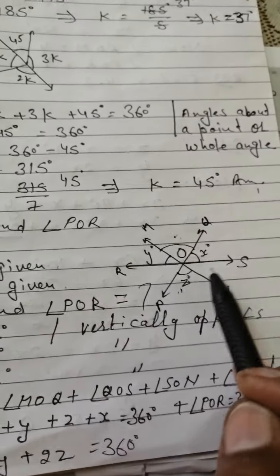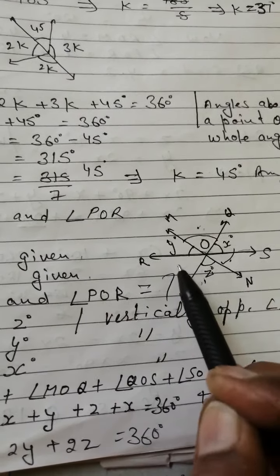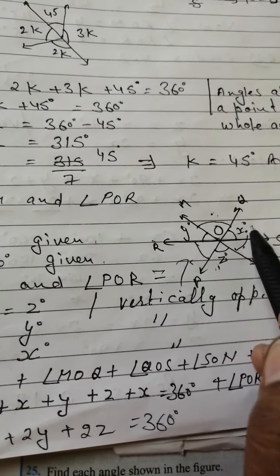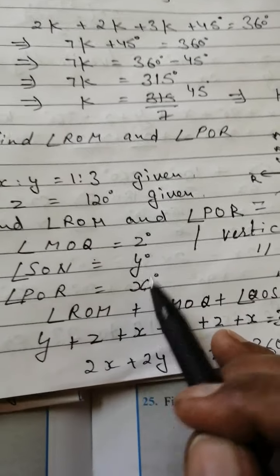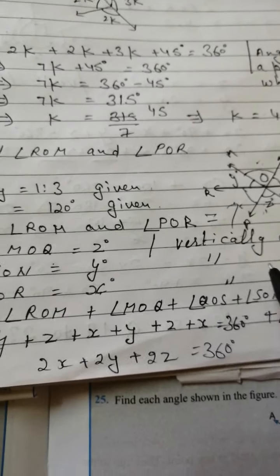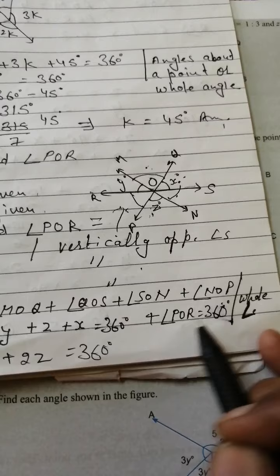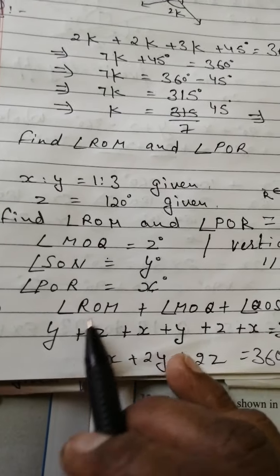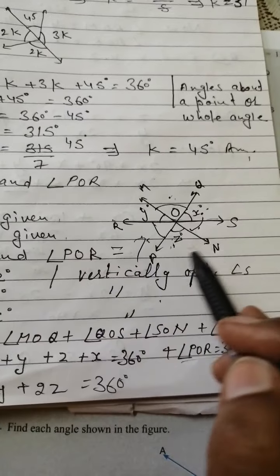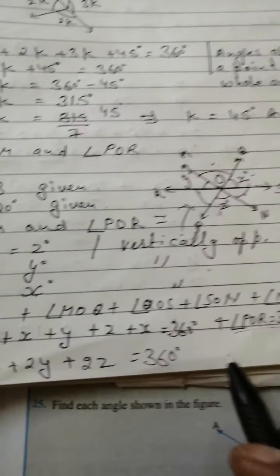And SON, this angle is equal to y. And POR, this angle is equal to x, in front of this. So we will write these as vertically opposite angles. These three are given, and we find the vertically opposite angles. Now add all these angles, equal to 360 degrees. Now put the values y, z, x, y, z, x. All angles are 2 times x, 2 times y, 2 times z, equal to 360 degrees.